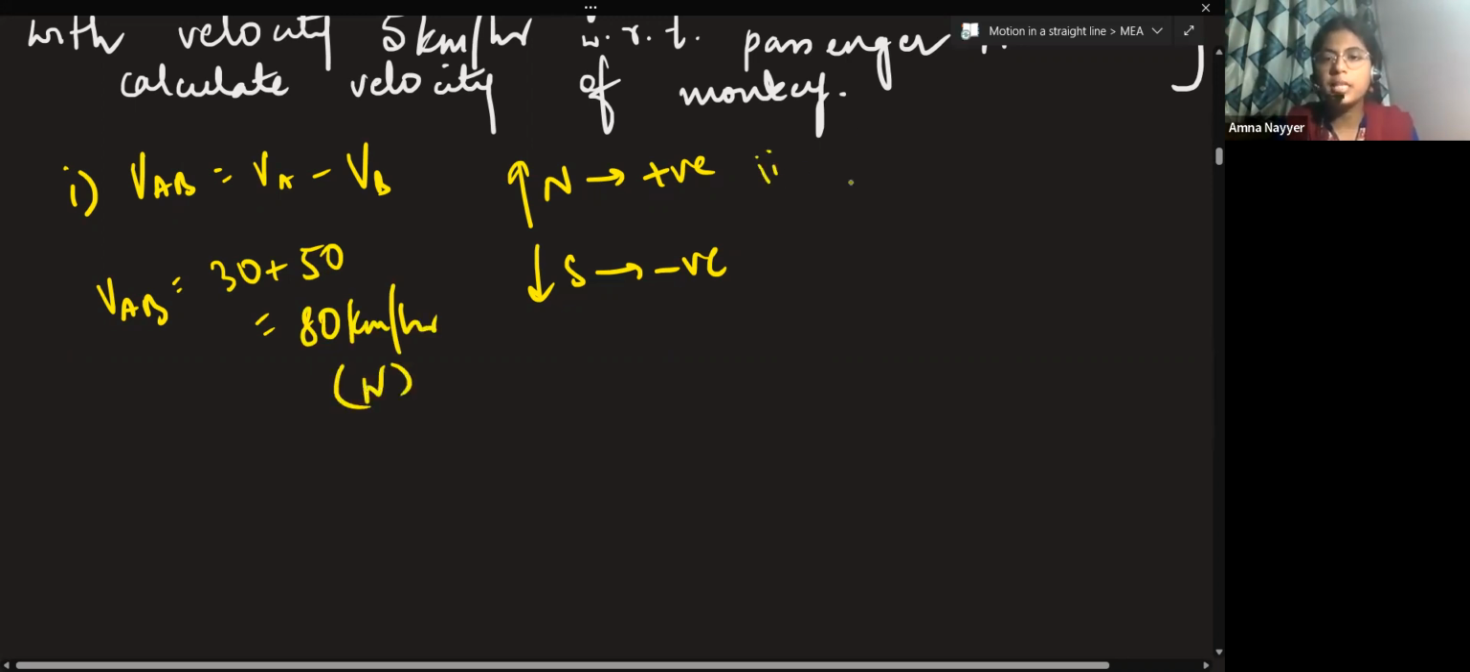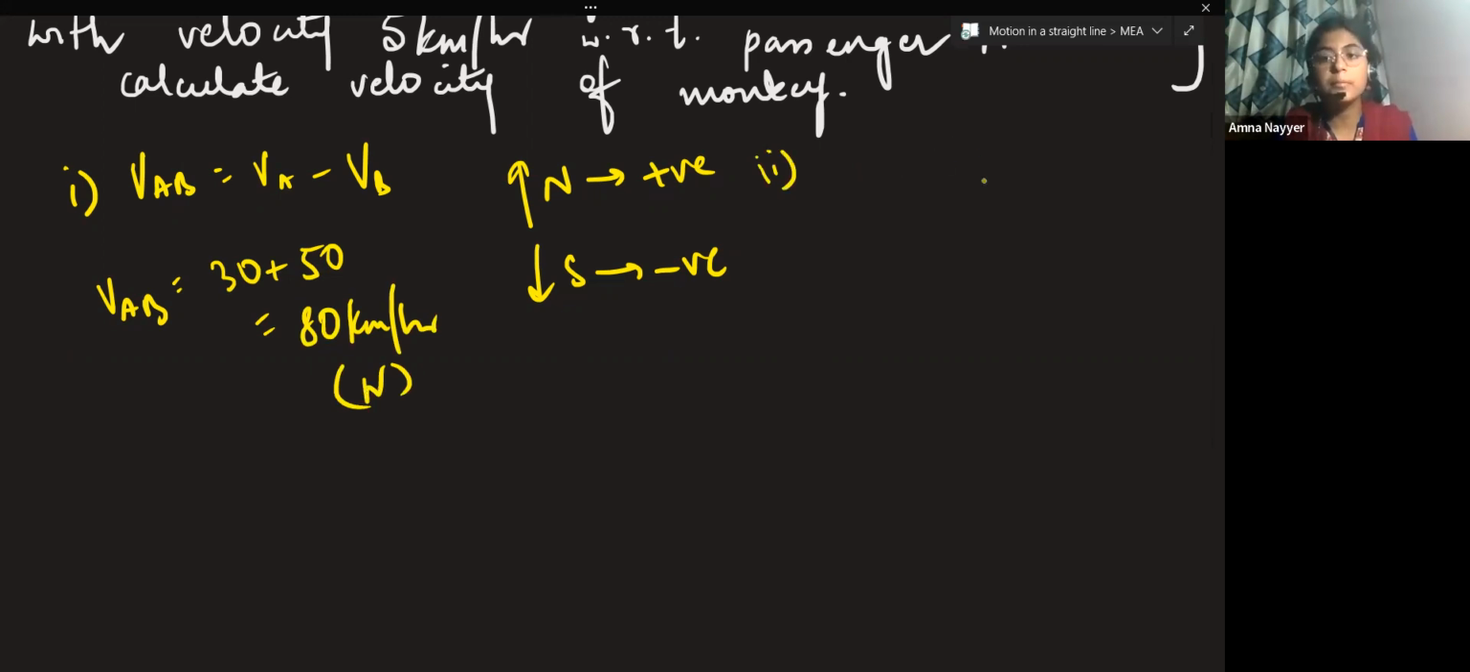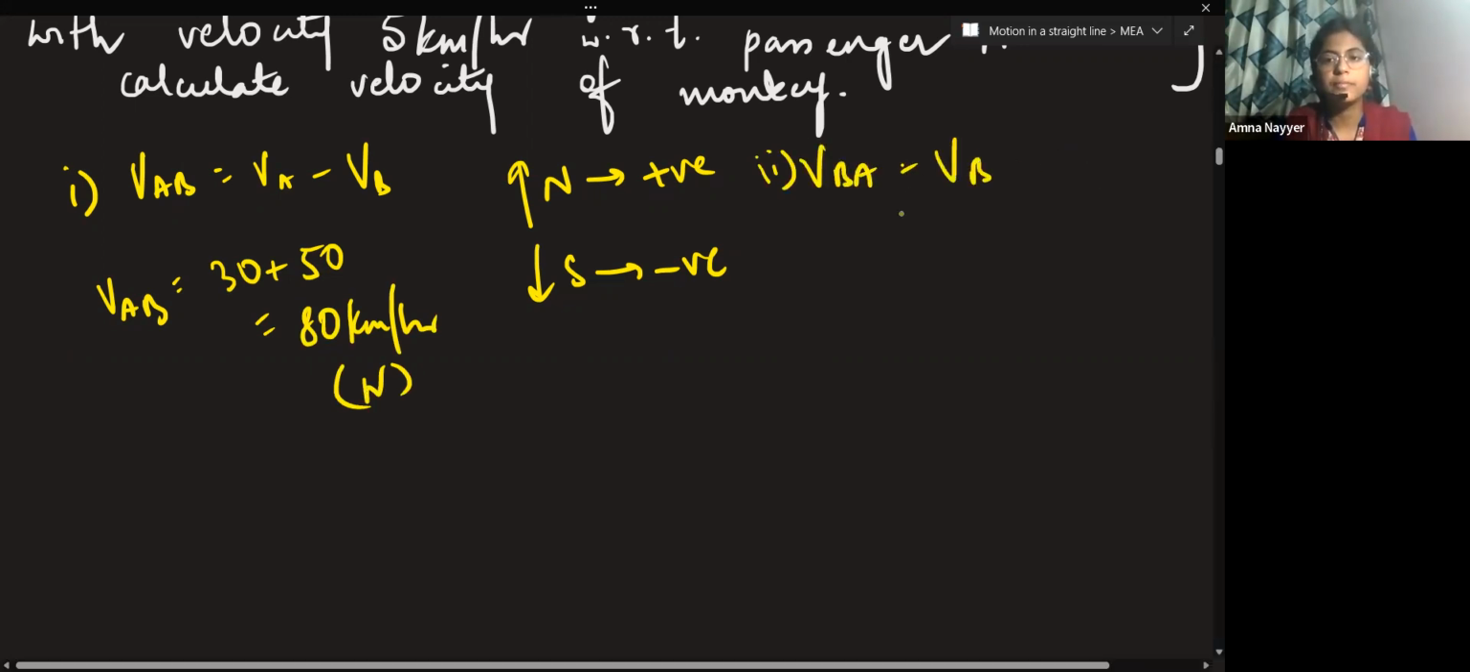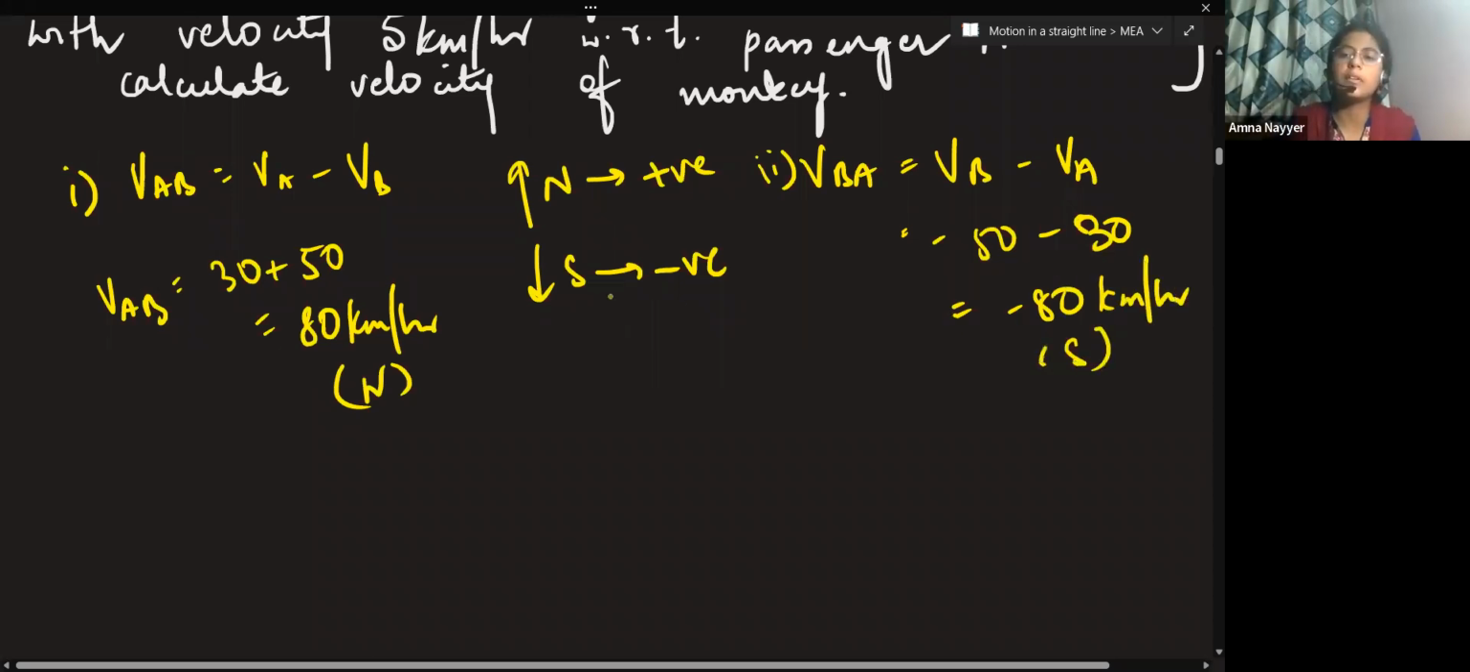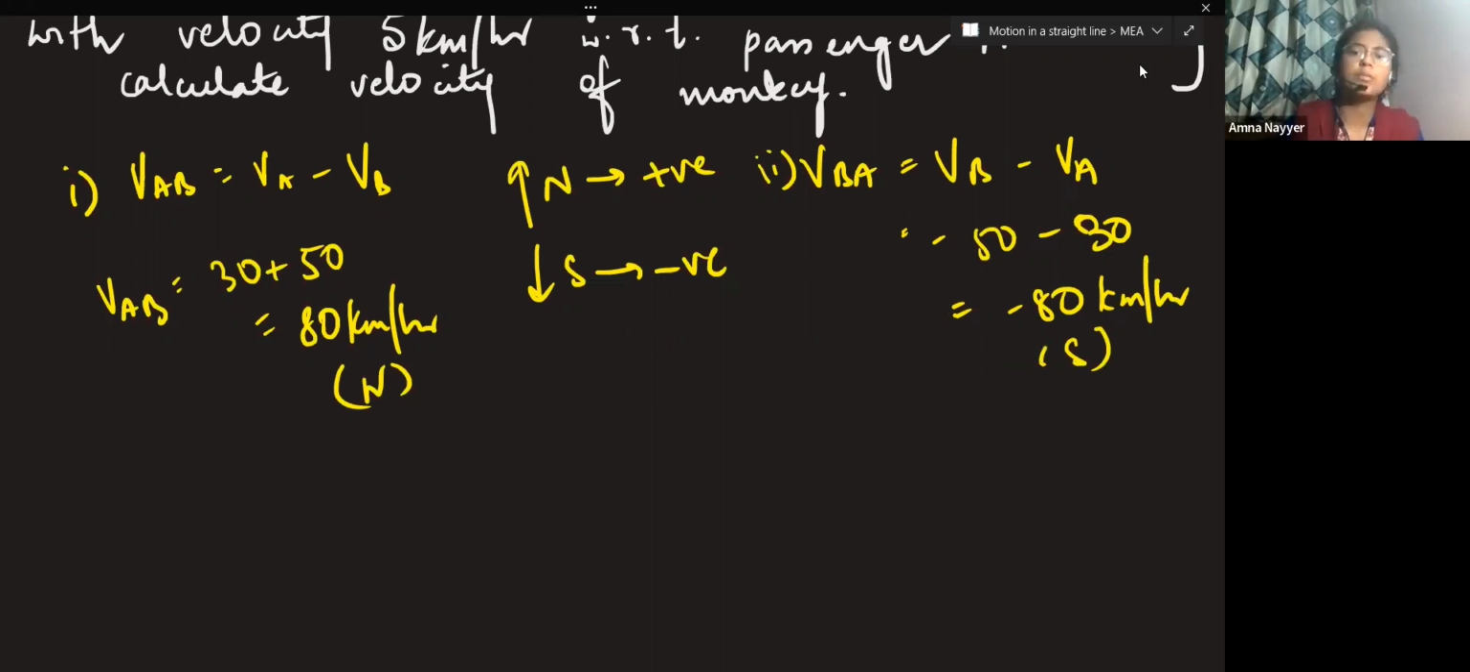Similarly, for the second part, VBA will be VB minus VA. So minus 50 minus 30 becomes minus 80 kilometer per hour, and this negative sign signifies nothing apart from the direction, that is the south.